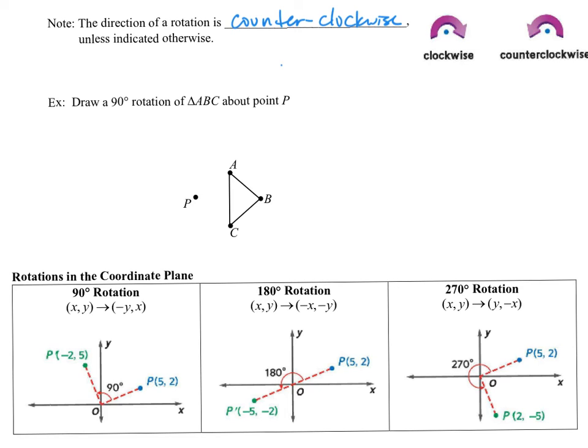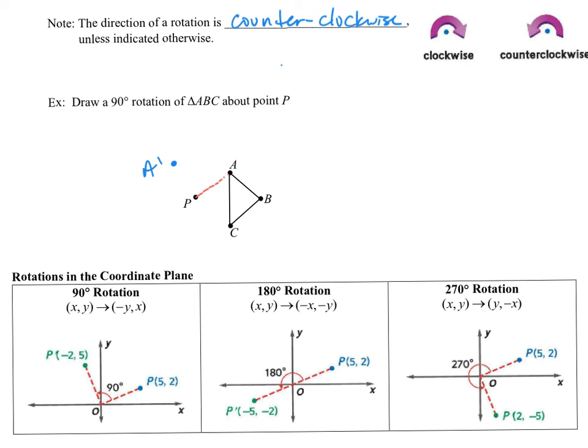What I need is to place A prime such that it is the same distance from P that A is, and the angle formed going from A to P, from the pre-image point to the center of rotation to my image point, forms a 90-degree angle. So I think A prime needs to be right about here. And again, this is going to be rough.